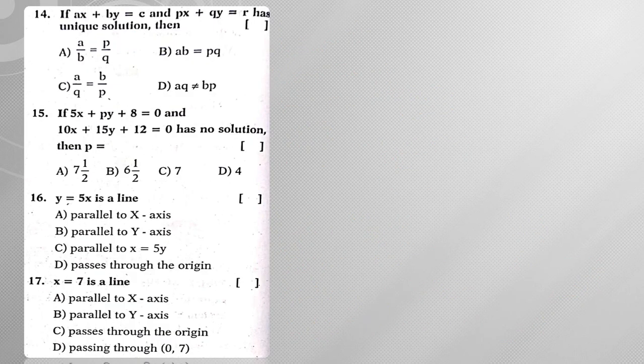Right? Next, if ax plus by is equal to c and px plus qy is equal to r has a unique solution, what can we say about unique solution? a by p is not equal to b by q. So when I do cross multiplication, aq should not be equal to bp. So from this, option D will be my answer.